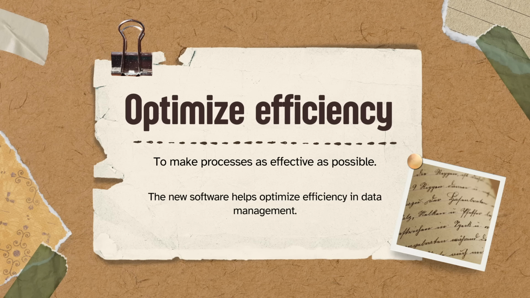Optimize efficiency is the next one. So to make processes as effective as possible, to improve how resources are used to maximize productivity and minimize waste. That's what we're looking at. Example 1, the new software helps optimize efficiency in data management. This means that the software, whatever they've purchased or whatever they're using now, allows the company to handle data more effectively or more efficiently, in other words. So this might automate tasks, organize information better, speed up processing. It might save time and effort for employees.